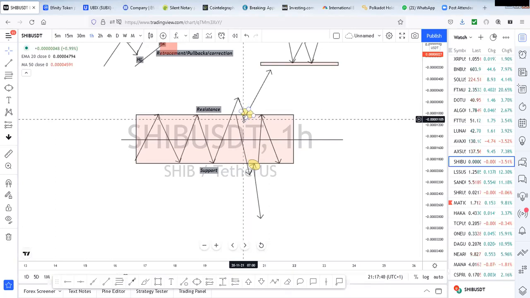You now have full confirmation that the bulls are back in the market, that the market is no longer neutral. There is no longer indecision in the market. Are you following? Yes, sir. So please endeavor to call me back when you don't understand anything.